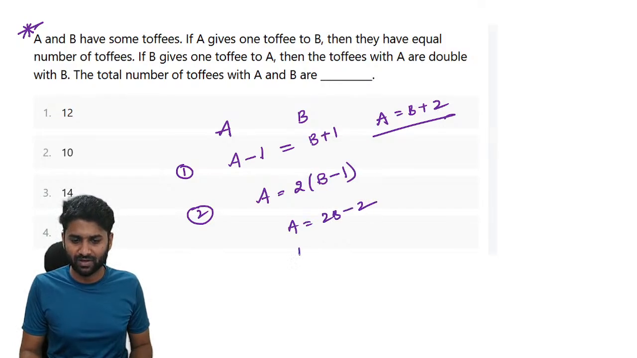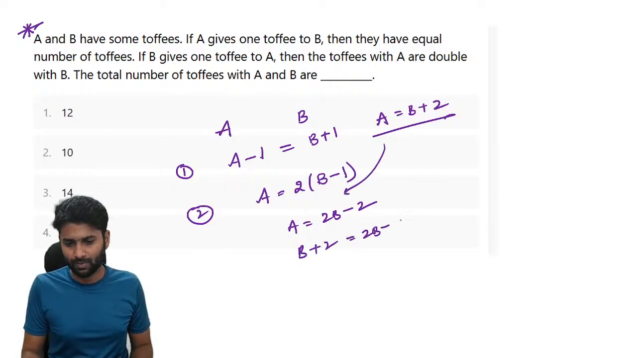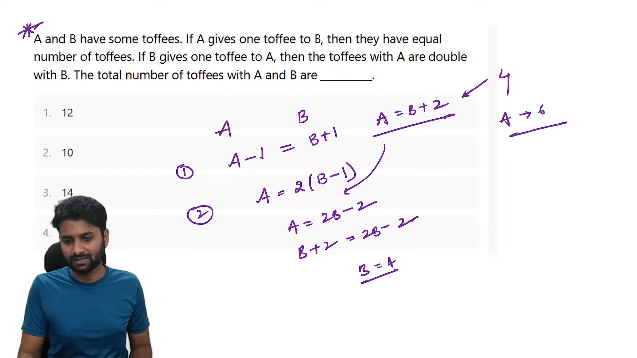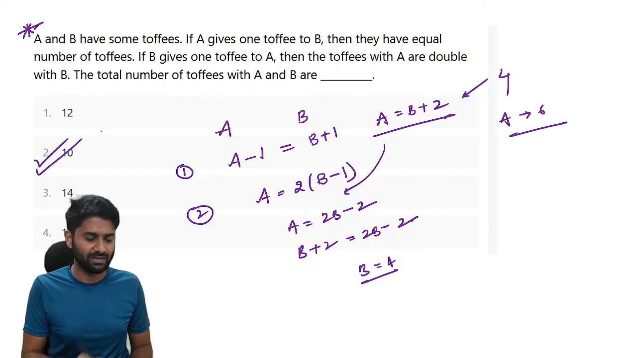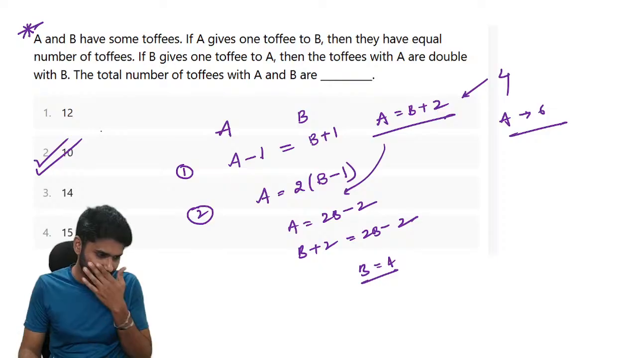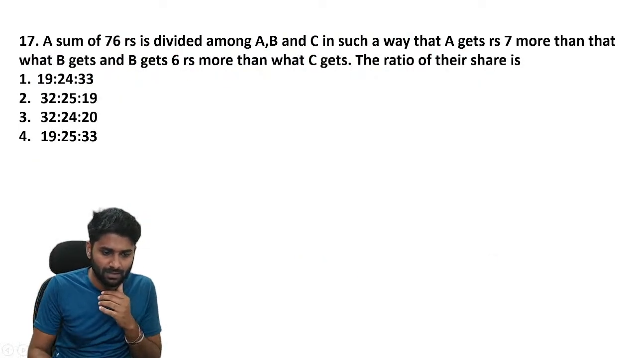Let's go through the simplification. A, we are replacing here, 2B minus 2. Then the B value is 4. If B value is 4, substituted here, A value is 6. Now what is the sum of the two toffees? 10 units. Next.